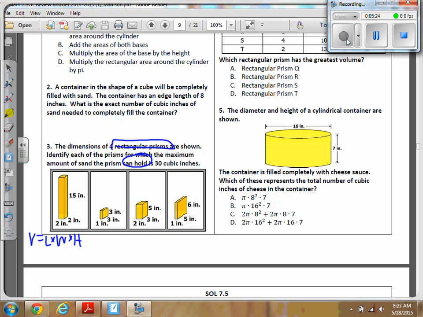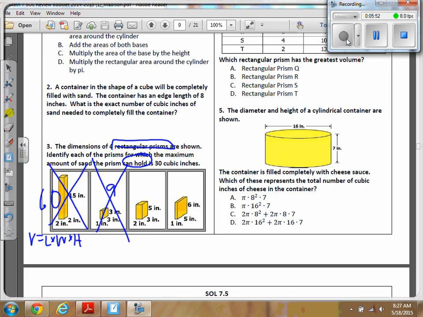So 15 times 2 is 30. 30 times 2 is going to be 60. So for this first rectangular prism, the volume is 60. So that's not going to work. That's too much. The second one says 1, 3, and 3. So we're just multiplying 3 times 1, and that's going to be a volume of 9. Well, that's too little. We're looking for 30.